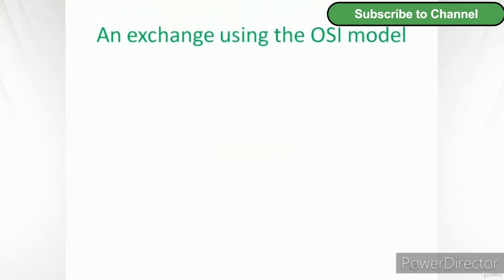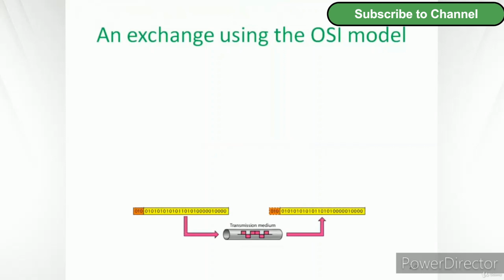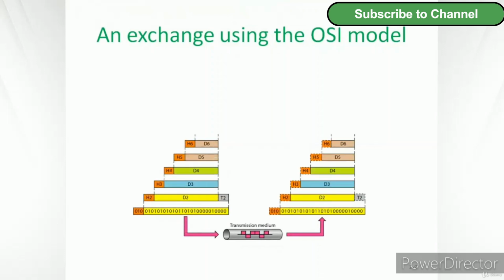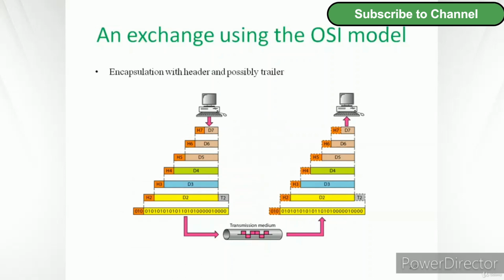And exchange using the OSI model, how the data flows, you can see in this figure. Again, this one is the sender, this one is the receiver. Data flows from the upper layer to the lower layer, and at the receiving side, it is from the bottom layer to the top layer. So some information gets added to this data. That is nothing but an exchange of information, means encapsulation with the header and possibly a trailer.